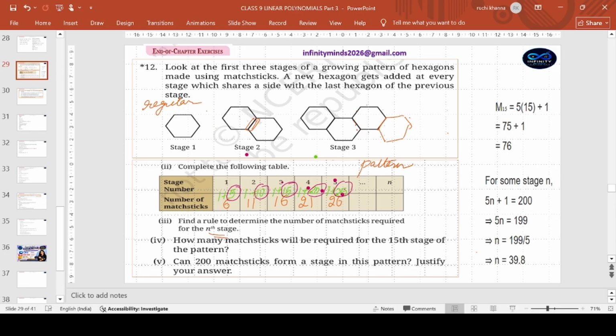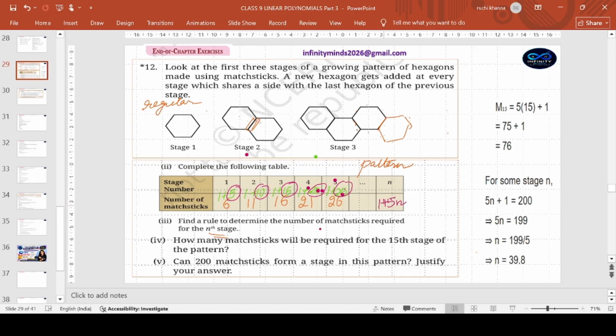4, 5 into 4, 20. 5 into 3, 15. Yes, it's very much simply the table of 5 going on. And 1 plus is a clear constant. So as per the pattern that we detect, 1 plus is a constant throughout in every stage and the multiple of 5. 5 ones are 5, twos are 10, threes are 15, fours are 20, fives are 25. So 5 into n, that's 5n.